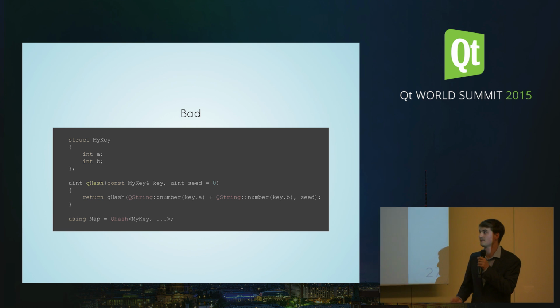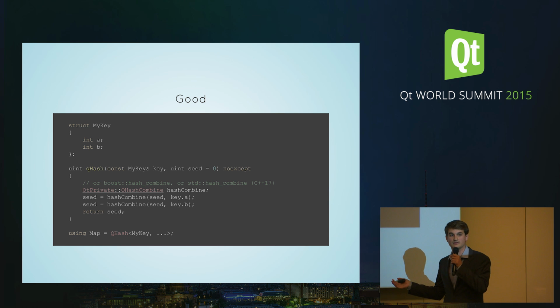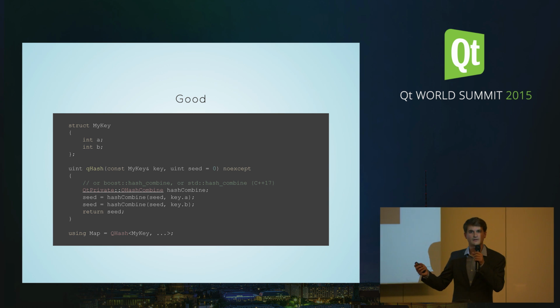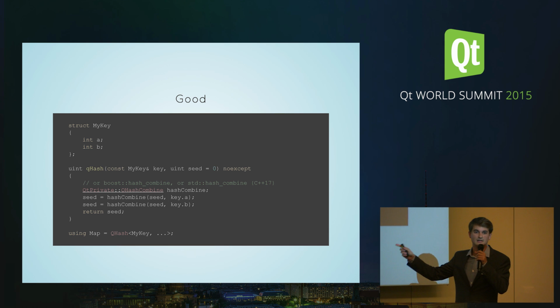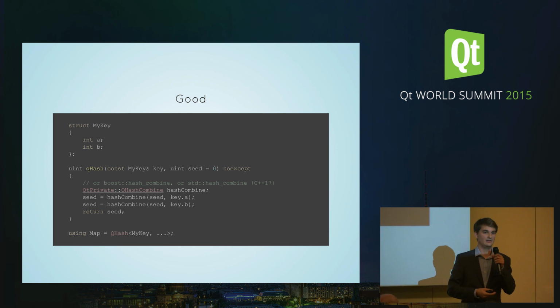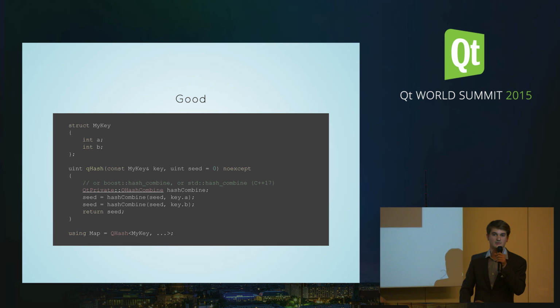What do you do instead? Use either a boost hash combine or maybe std hash combine in C++17. Or in Qt 5.5 or 6, I'm not sure, there's this private API which you can abuse. Or simply copy out what they do internally. It's essentially 2 lines of code. It's not hard. Google for these things, use that. Implement your qHash properly.